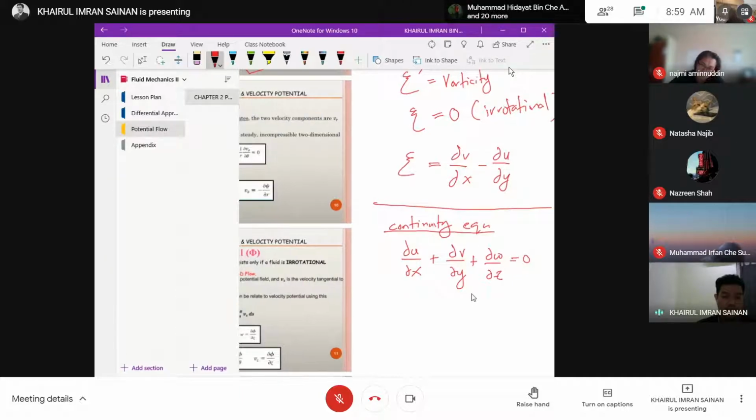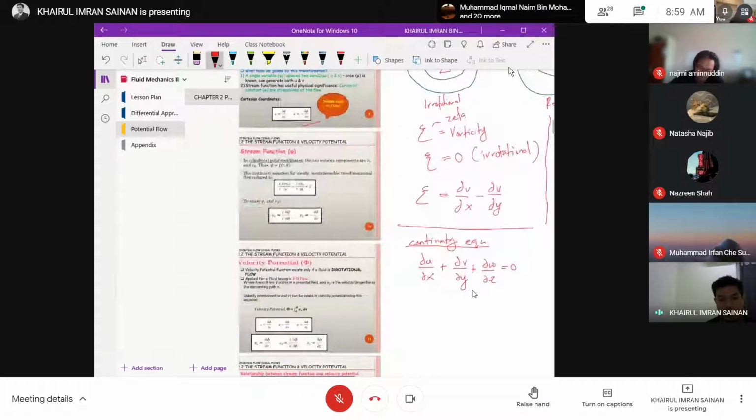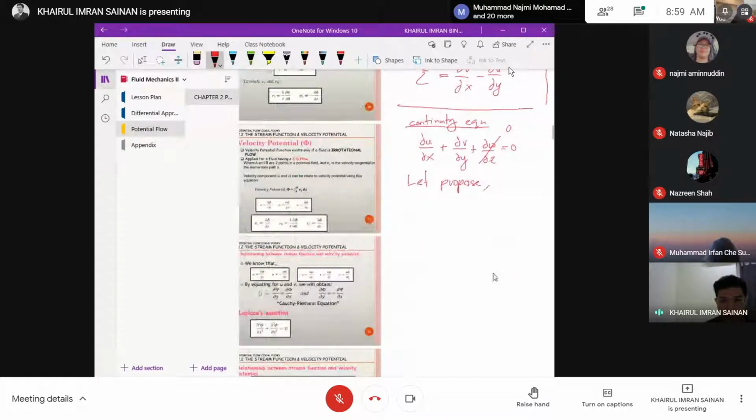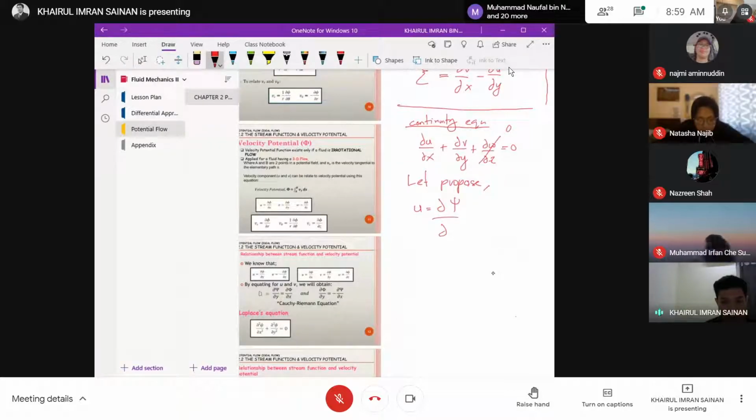Okay. So from the continuity equation, since our assumption is 2D because we want to derive the stream function, it becomes del U over del X and del V over del Y only. Okay, let's propose the stream function into the u and v equation. Let's propose that u and v are related by the function. So we propose this one. U equals del psi over del y, and then v equals negative del psi over del x.